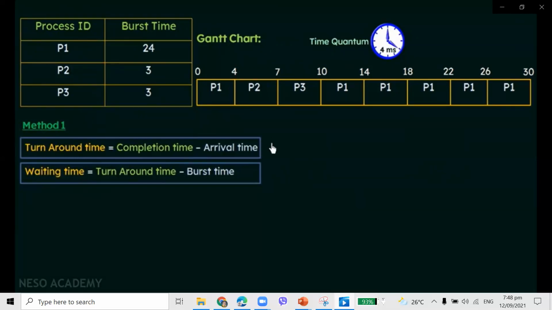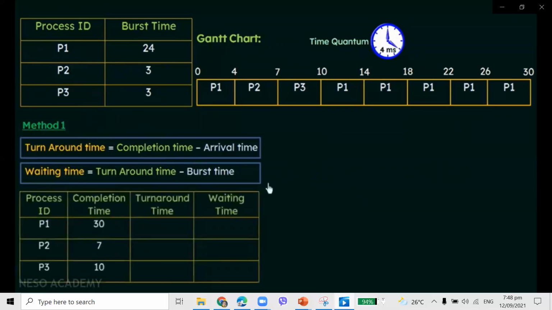So let's see how we can calculate the turnaround and waiting times using this formula for this set of three processes. Here I have a table showing the processes with process IDs P1 to P3, and here we have the completion times of each of these processes. To find the completion times, we can just look at the Gantt chart. For process P1, when did it completely finish its execution? We see that P1 completely finished its execution over here at the 30th millisecond. That is the last occurrence of P1 in the Gantt chart, so the completion time is 30 milliseconds.